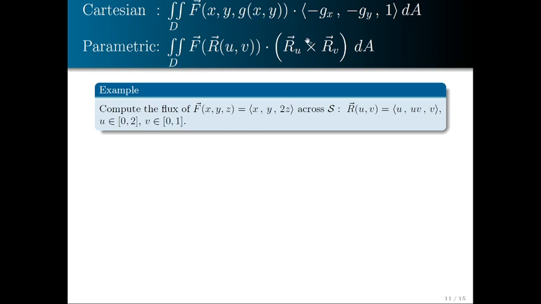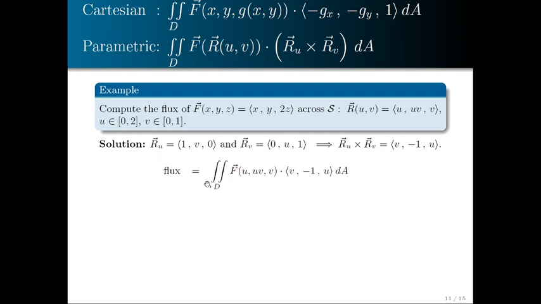Okay, so first, let's try to compute the flux of F given by x, y, 2z across our surface S, parameterized by R of uv equal to u, uv, v, with u having values from 0 to 2 and v having values from 0 to 1. So since S is parameterized, we'll be using this form for the flux. First, I will get R sub u. R sub u is 1, v, 0, and R sub v would be 0, u, 1. Getting the cross product between these two, we get v, negative 1, u.